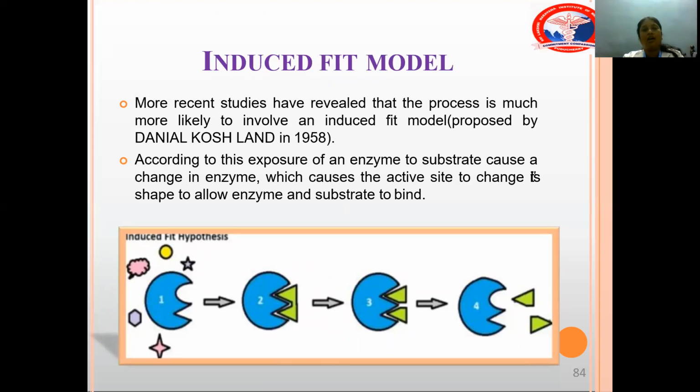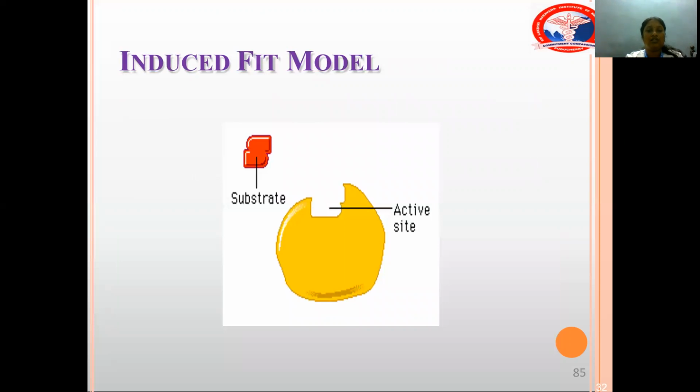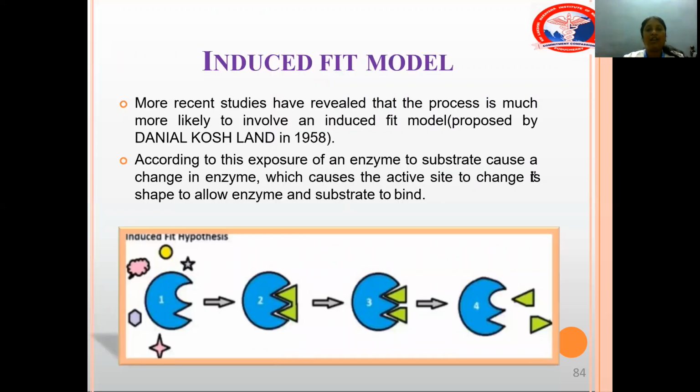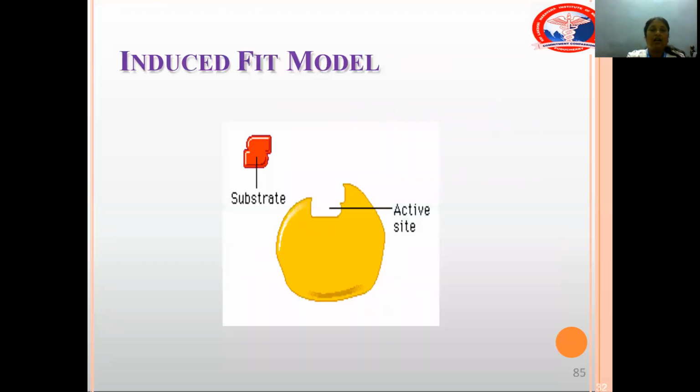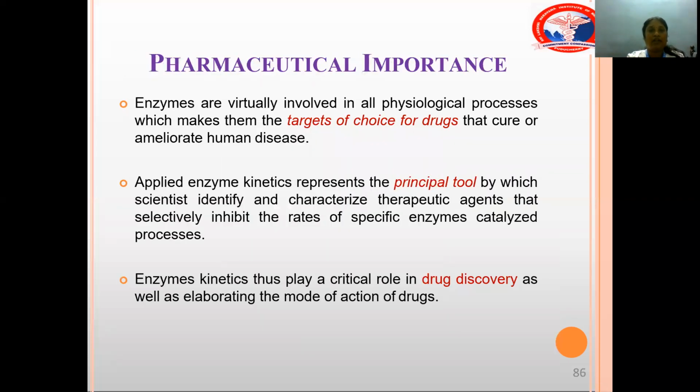According to this, exposure of the enzyme to the substrate induces a conformational change in the enzyme, which causes the active site to change its shape to enable the enzyme and substrate to bind properly. Here you can see the substrate, after binding to the active site, is inducing a change in it and making the active site more favorable for further substrate binding.